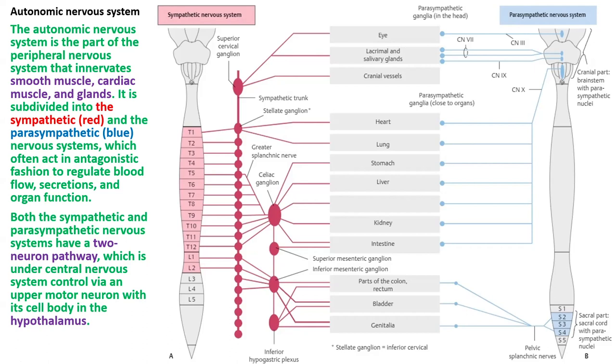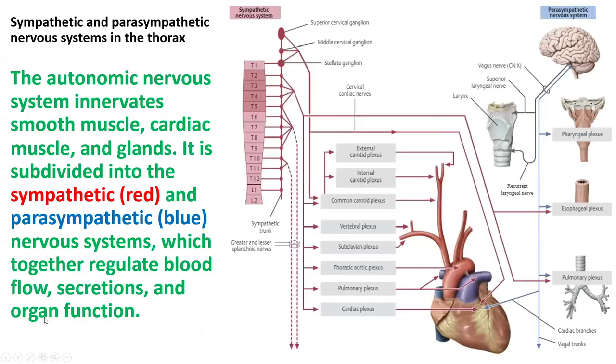And the last information about this slide is that I have to mention that the ANS, or autonomic nervous system, and both divisions, sympathetic and parasympathetic, are under the control of the central nervous system via the upper motor neuron, whose cell body is located in the hypothalamus.